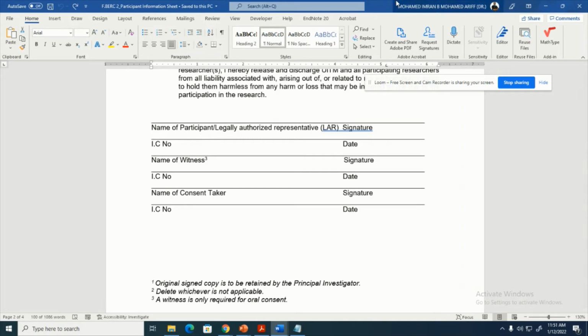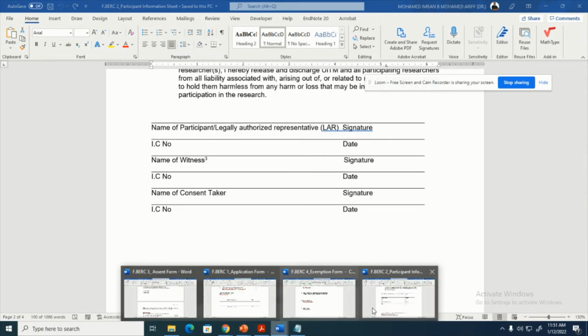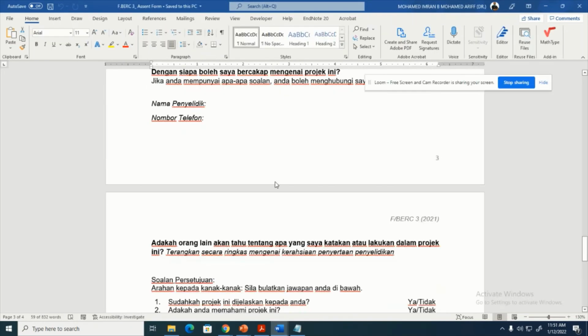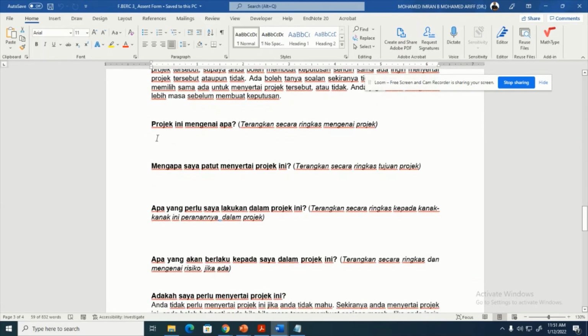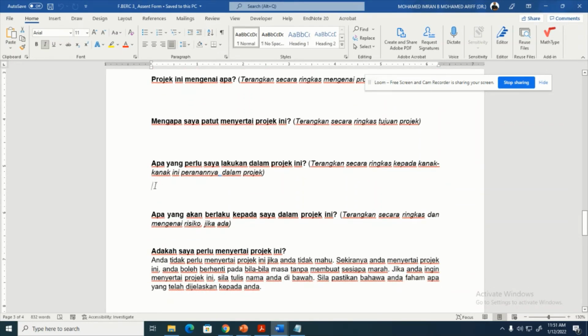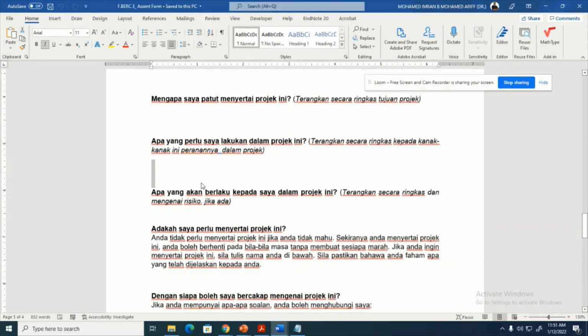Okay, so a consent form is in number 3. This is the assent form. Assent form means they are willing, they have understood, which is in form 2. In form 3, now they are willing to participate. Again, you will have the project information here, simply written down, and why they should undergo this research, and what they should do should be written here, and what happens if anything happens to them should be written here.